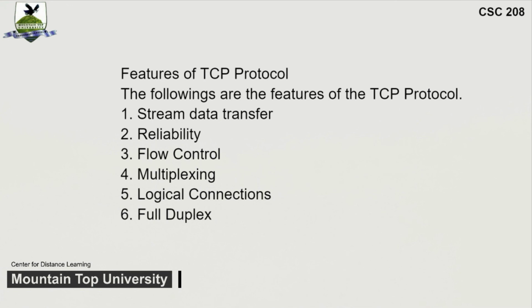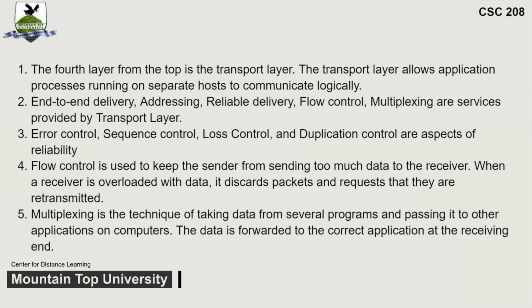Summary of Study Session 7. In Study Session 7, please note the following. 1. The fourth layer from the top is the transport layer. The transport layer allows application processes running on separate hosts to communicate logically. 2. End-to-end delivery, addressing, reliable delivery, flow control, and multiplexing are services provided by the transport layer. 3. Error control, sequence control, loss control, and duplication control are aspects of reliability.